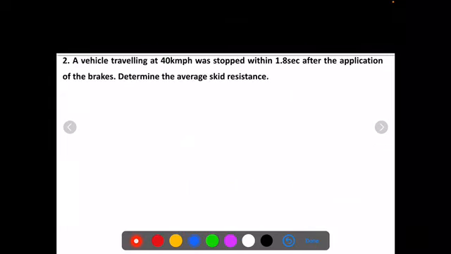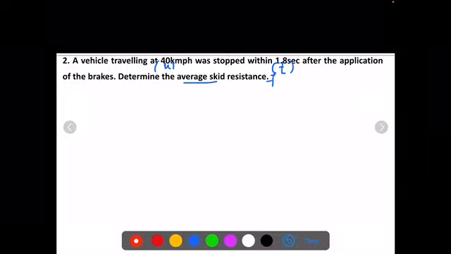Next numerical: they have given a vehicle is traveling at a speed of 40 kmph and it will stop within 1.8 seconds after application of brakes. Determine the average skid resistance. So first look at what data is given to you and what needs to be determined. Initial speed of the vehicle U is given and the time required to stop the vehicle is given. We have to determine F.